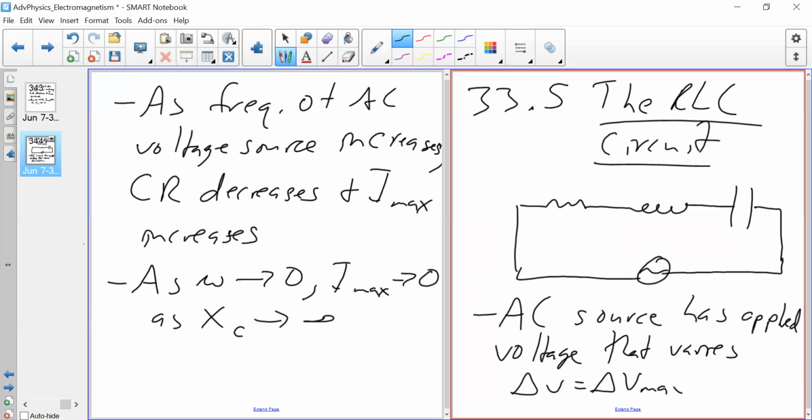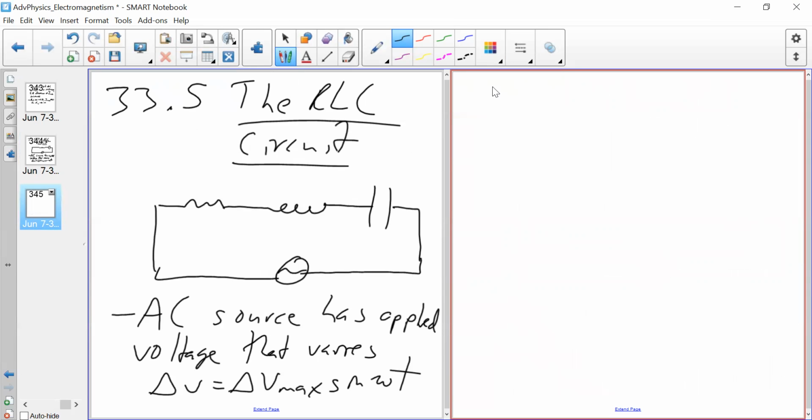I just keep reminding you of how this alternating voltage source is going to work. It's going to work sinusoidally. The current is going to be Imax sine omega t minus phi. That means that it's going to be cosine, so that the current is going to lag the voltage.